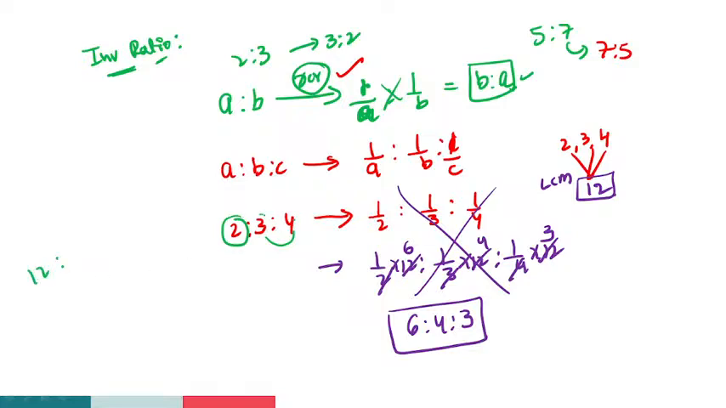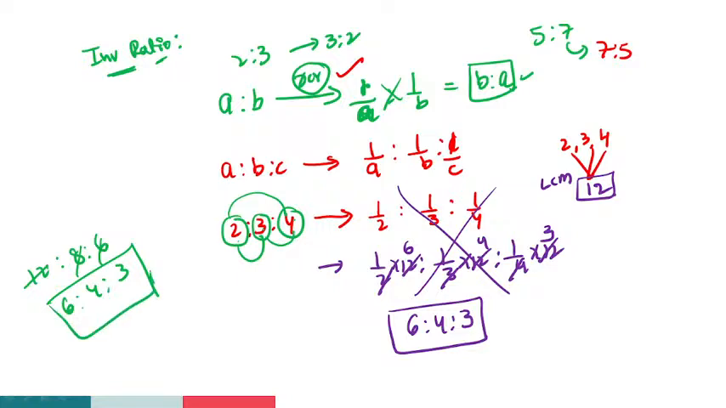If you want the b value, just close the b. Multiply the remaining two numbers: 2 4s are 8, and so on. If you want the c value, just close the c. Multiply the remaining numbers: 2 3s are 6. Let me calculate: 2 6s are, 2 4s are, and 2 3s are. Then the final answer is 6 is to 4 is to 3.